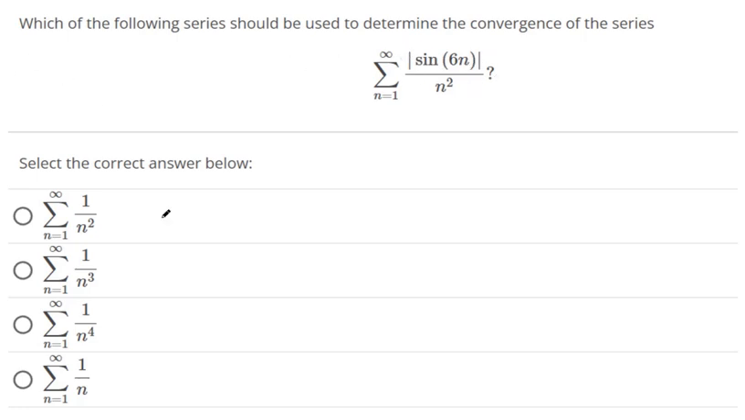Let's think about what we know about sine. Sine alternates between positive 1 and negative 1. So the highest possible value that this could be would be positive 1. And the lowest possible value this could be is negative 1. Otherwise, it's somewhere in between. If the amplitude was different, then we'd have a problem because then we'd be going up to positive 2 down to negative 2. So it wouldn't be as easy to compare to a p-series.